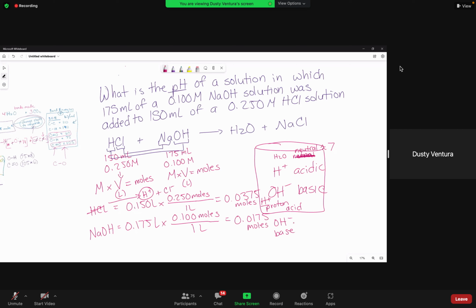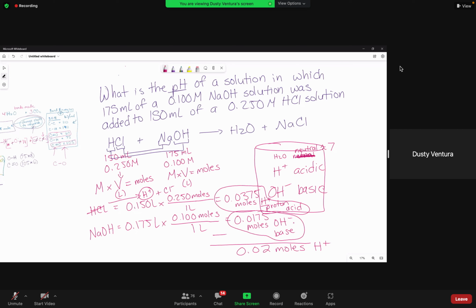Now we don't need to get cute and create methods for how to figure out how much excess we have. Just subtract the smaller one from the larger one. Sometimes you'll have more base, sometimes you'll have more acid. In this case, I can see that we're going to have more acid. So my larger one is the acid, and my smaller one is the base. So we are going to have an acidic beaker. This is how many moles of excess acid we have.